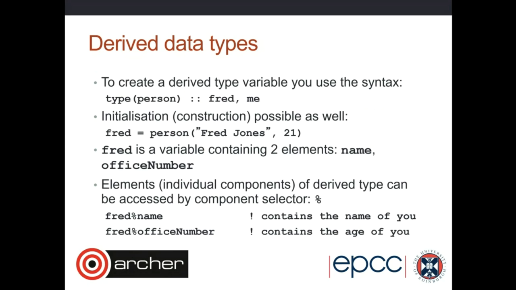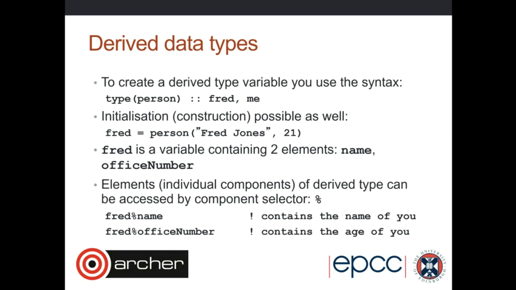And then I can access those components separately by using this percent sign symbol at the bottom. So if I say Fred percent name, that lets me access the character array inside that variable. And if I do Fred percent office number, I can access the integer inside there, and I can read it and I can write it.